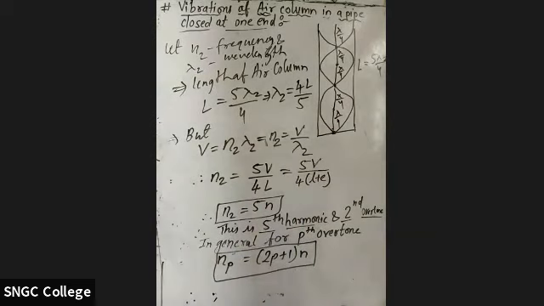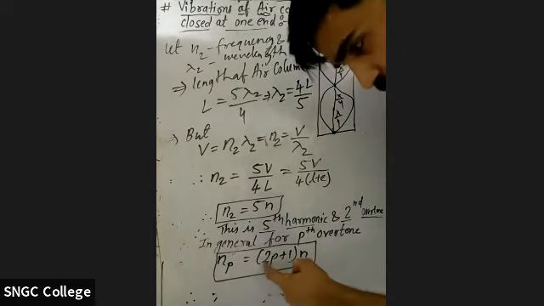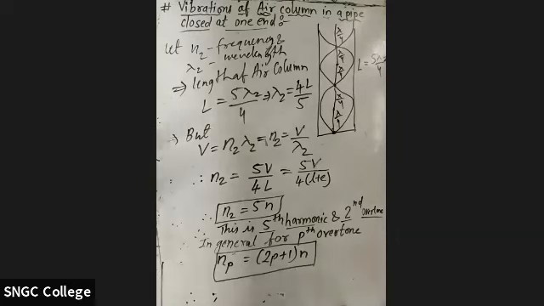Okay, so suppose we want to find the third overtone, तो यहाँ पे P की वैल्यू 3 सब्स्टिट्यूट करेंगे. 3 into 2 would be equal to 6, 6 plus 1, 7. तो सेवंथ हार्मोनिक आएगा. Okay, write it down, then we will see the condition of pipe open at both ends.